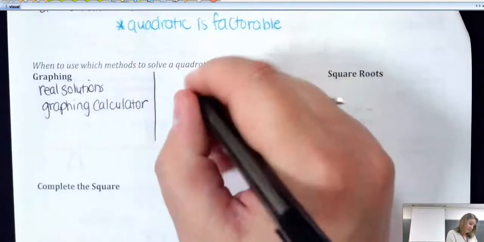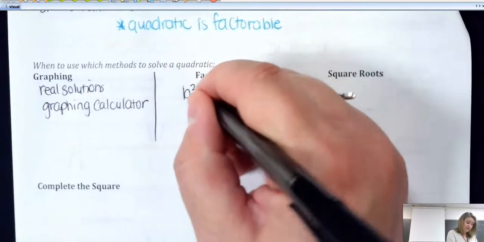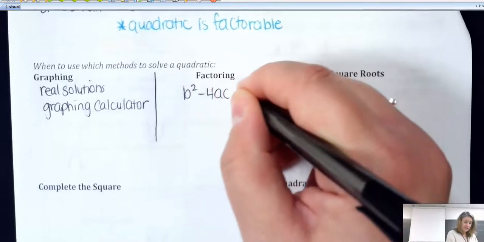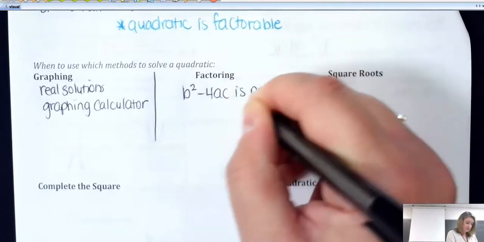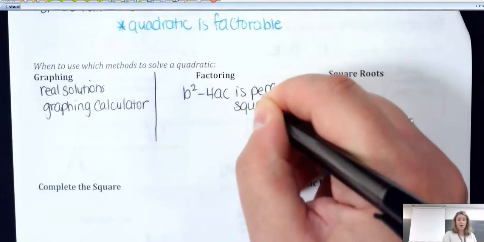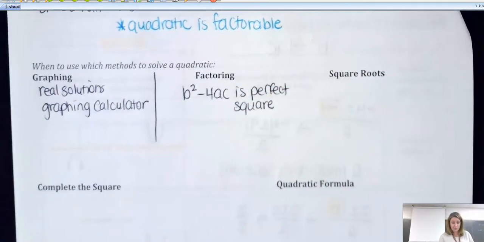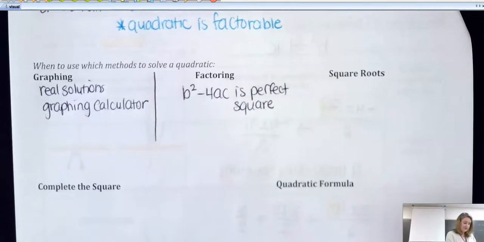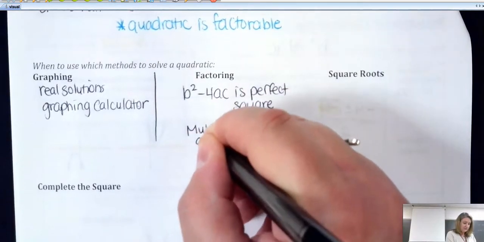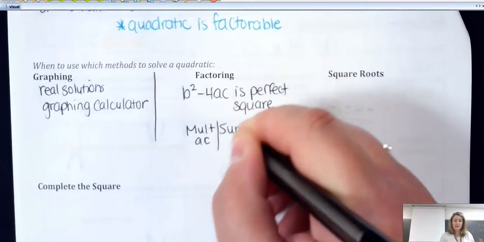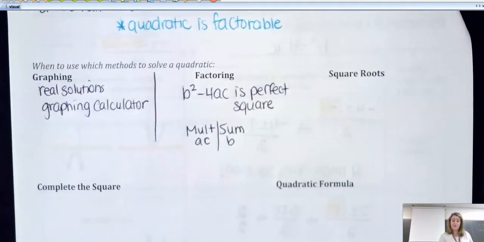Factoring: if b squared minus 4ac is a perfect square, just like I mentioned above, then you will automatically know it's factorable. Or when we were doing this, if you can multiply a times c and find factors that add to b, then you have a factorable situation.